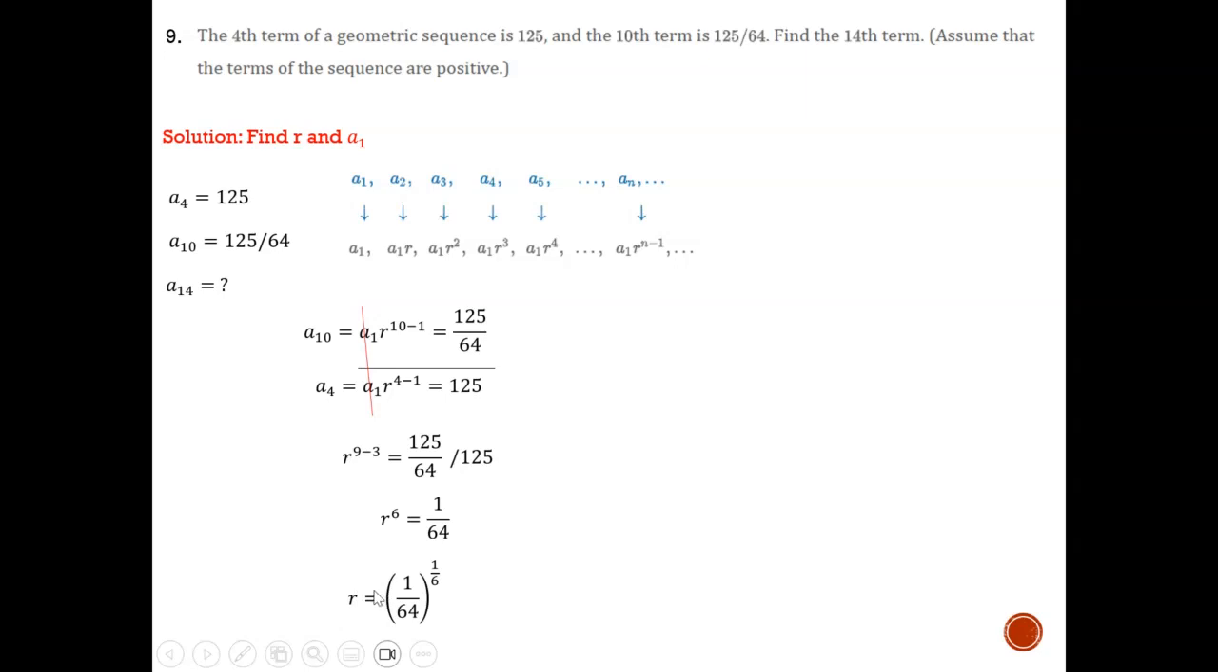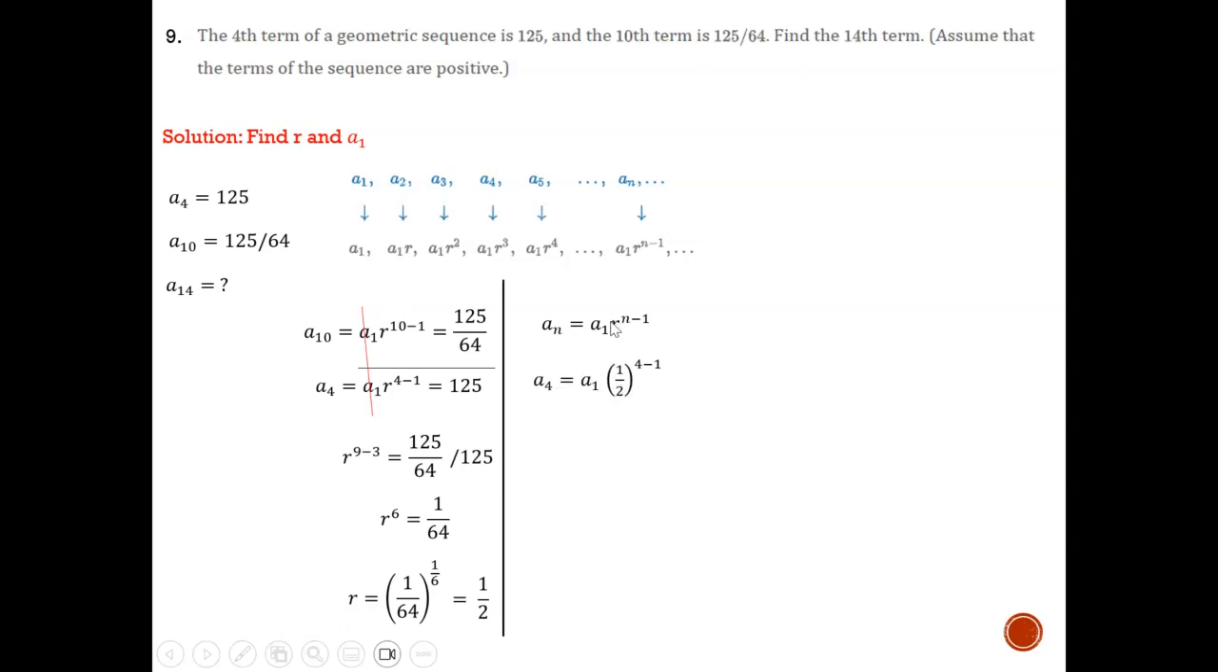Now we take the sixth root of both sides. So r equals 1/64 to the power of 1/6, which will give us 1/2. So I found my ratio, right? My ratio is 1/2. Now I'm going to use either the fourth term or the 10th term to find my a1. I'm going to use the fourth term.